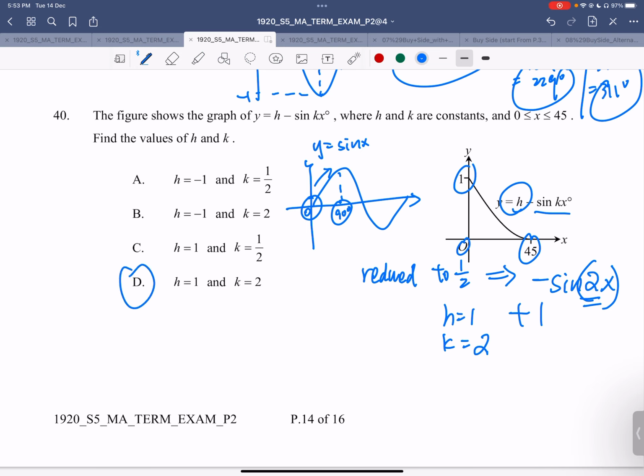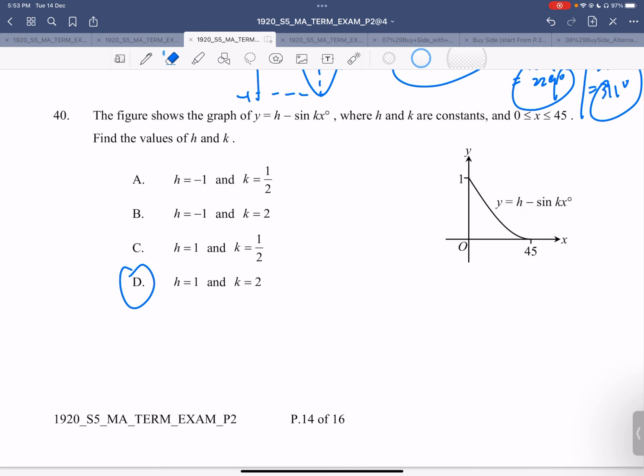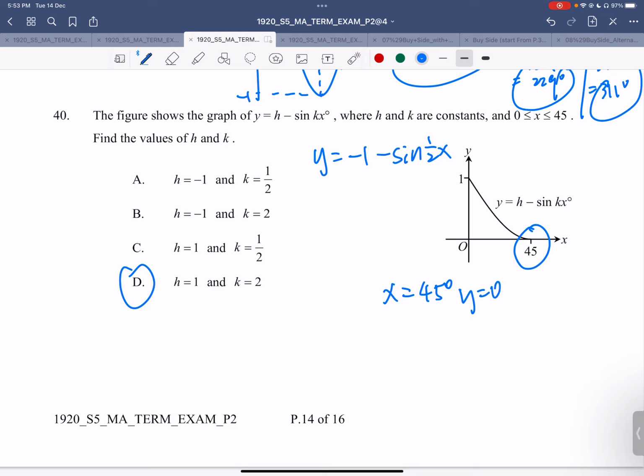And I'm going to teach you the second method, which is the substituting point method, okay? Actually, you can use the method of substitution. Let's try whether y equals negative 1 minus sine 1 over 2x is valid by substituting the point x equals 45 and y equals 0. If the equation matches, LHS equals RHS, then it should be fine. Then the answer is correct, but it does not match, so A, B, C won't match.